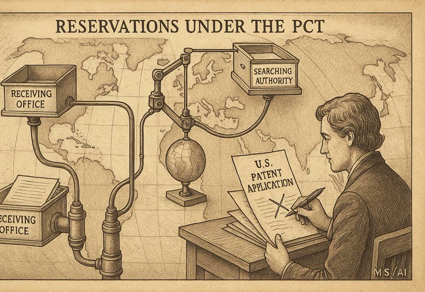Section 371(c)(2) is a point of conflict. Section 371 lays out the requirements to properly enter the U.S. national stage, things like submitting the application copy, translations if needed, fees, and, importantly, the inventor's oath or declaration as required by U.S. regulations like 37 CFR 1.497.